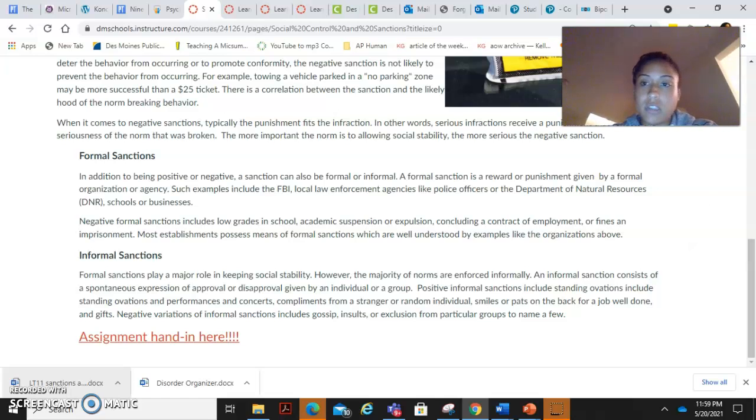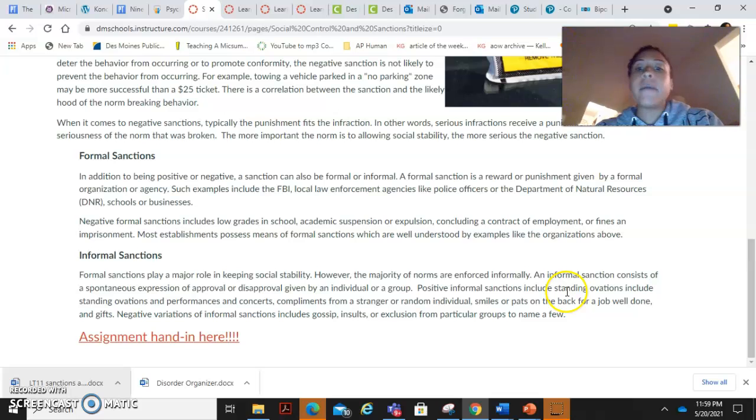Okay, informal sanctions, and then we're finished. Formal sanctions play a major role in keeping society stable. However, the majority of norms are enforced informally. That bad look that you get when you're acting weird in the elevator, that is an informal sanction. An informal sanction consists of a spontaneous expression of approval or disapproval given by an individual or a group.